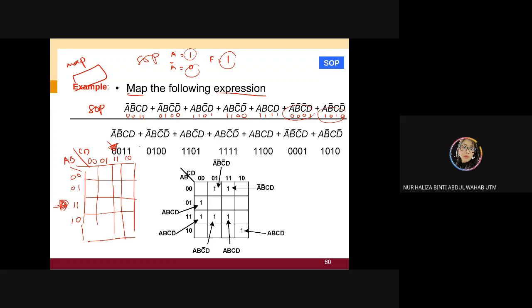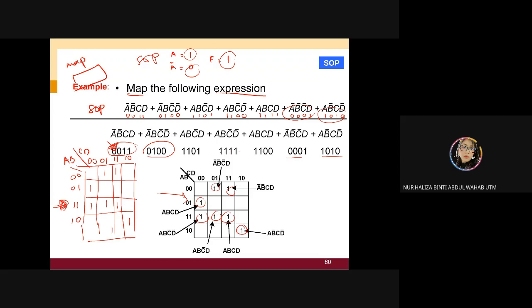Okay, so I'm just going to map it. 0011, 0110, 0100, 1101, 1111 is going to be here, 1100, 0001, 1010. Okay, now I have my K-map, which is basically similar to this.